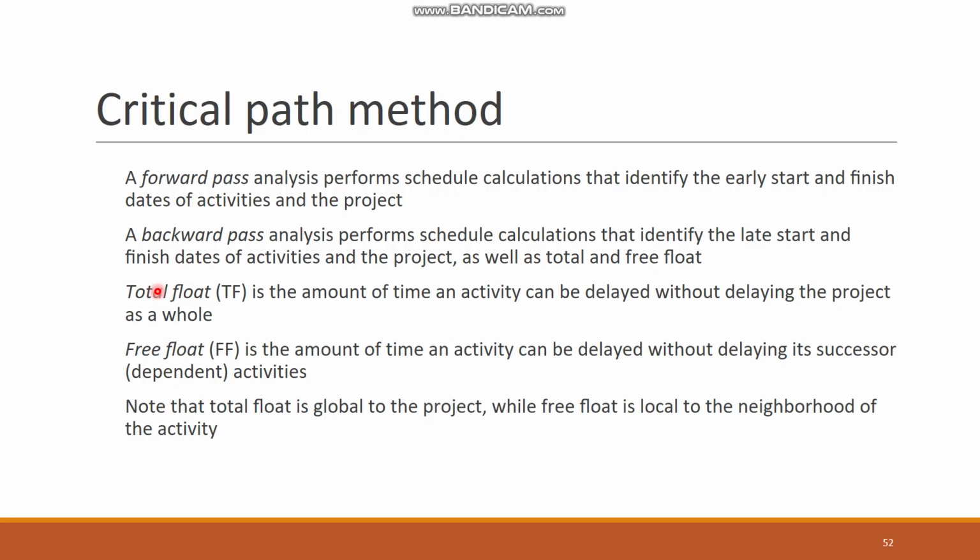You will see it being used. It is the amount of time an activity can be delayed without delaying the project as a whole. Free float is the amount of time an activity can be delayed without delaying its successor dependent activity. For example, for coding, you have SRS as a dependent activity. So what is the amount of time that it can be delayed without delaying its dependent activity?